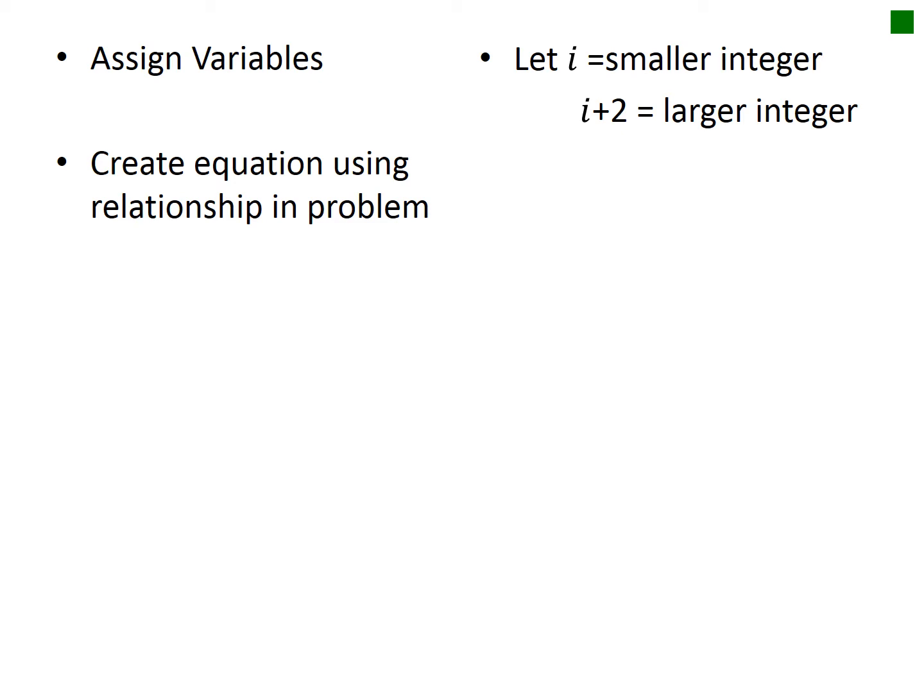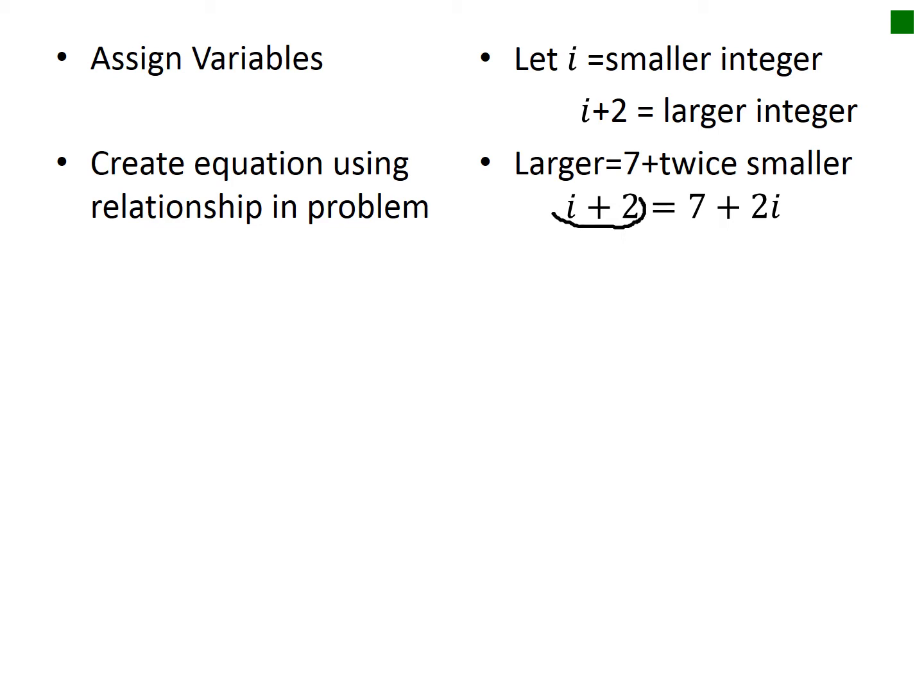We need to look at the relationship in the problem. In this case, we're being told that the larger integer is 7 more than twice the smaller integer. That relationship gives us a lot of indications on how to solve the problem. And we can substitute our variable names. So we named the larger variable to be i plus 2.